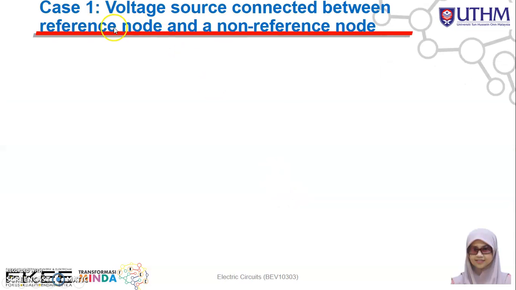Alright, so basically there are two different cases that we are going to have a look at. Okay, so for case number 1, we are going to see what will happen when the voltage source is connected between a reference node and a non-reference node. So what does this mean? Consider the following circuit.